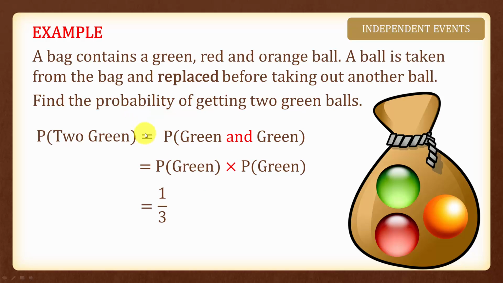The probability of getting the first green is 1 over 3. Since the ball is being replaced, the probability of getting the other ball is still 1 over 3. And we multiply these two numbers together to give us 1 over 9.